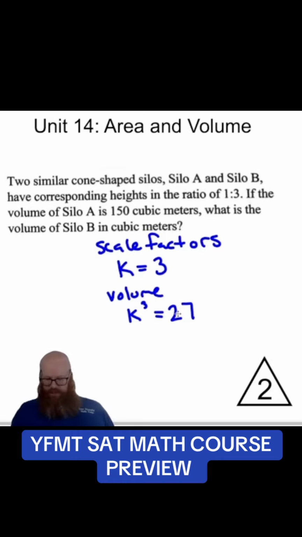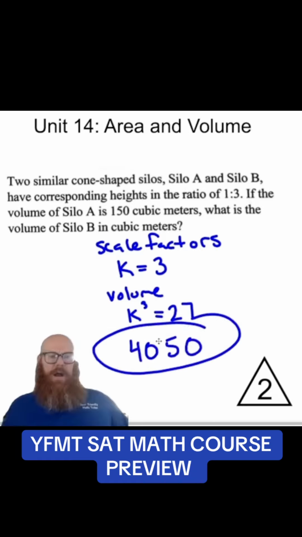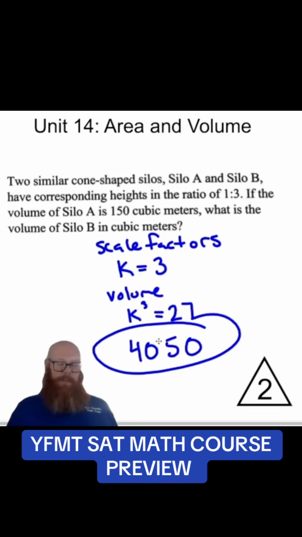So all I really have to do in this problem is 150 times 27, which is 4,050, and that is the volume of silo B. So I don't need the 1/3 pi r squared h formula. I don't need to waste any time with that. There may be a problem where you would have to use that. This doesn't always work. If they're talking about just a single cone, then you probably will need that formula.